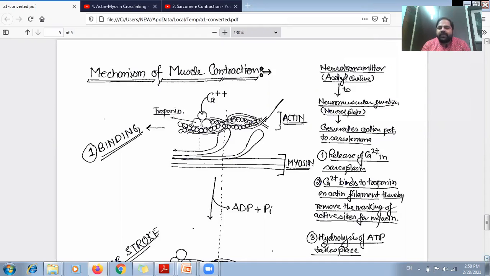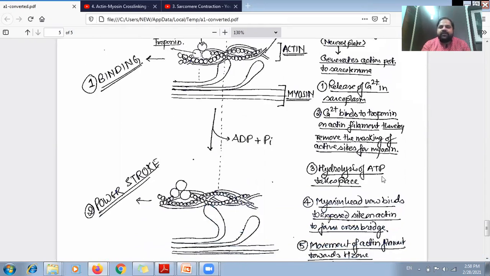Then what happens? Simultaneously, the hydrolysis of ATP takes place. As I told, the ATP is present over the head of myosin. So hydrolysis of ATP takes place, and the energy will be released. Then the second step of this mechanism takes place, which is called the power stroke.